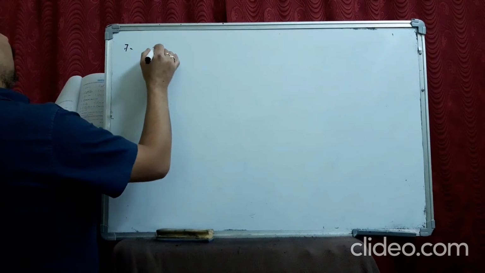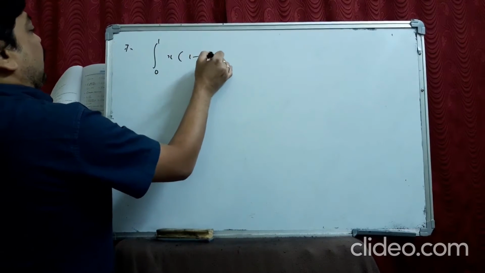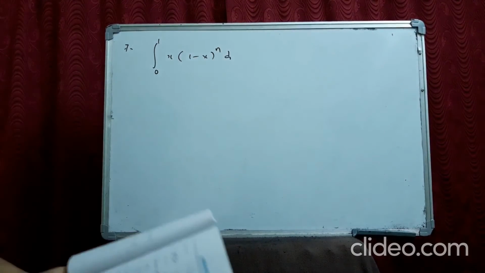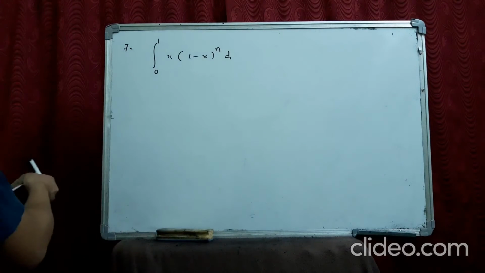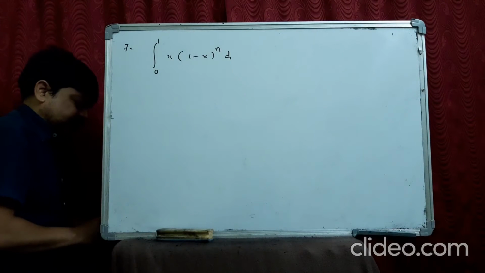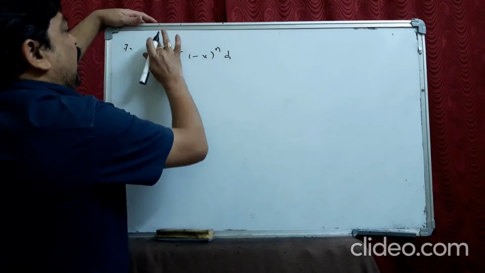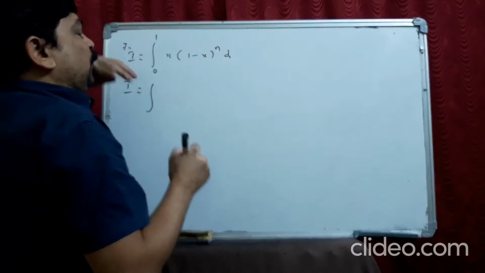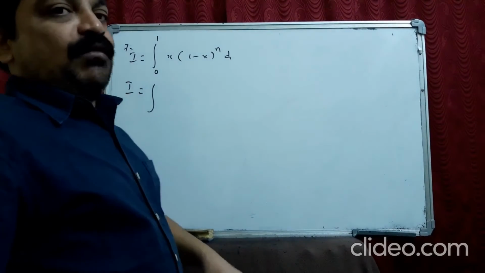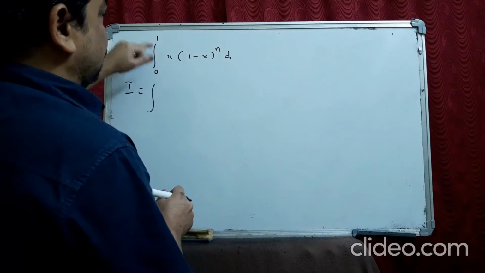Integration 0 to 1 of x into (1 minus x) power n dx. Okay, let's apply the property here. I apply the property, taking the integral as I. Integration a to b f(x) dx is integration a to b f(a plus b minus x) dx. So in the place of x, we write a plus b minus x.